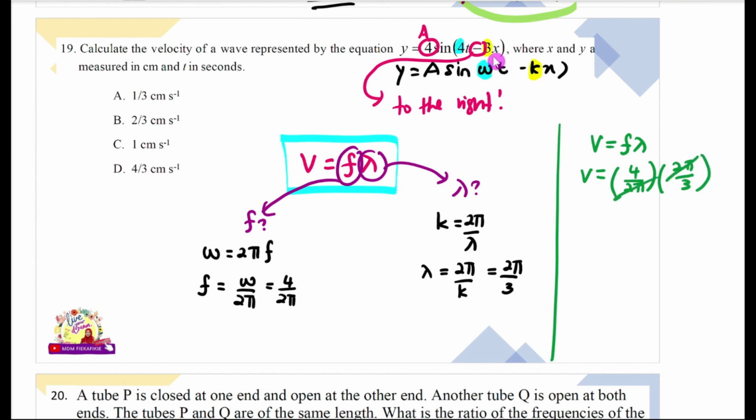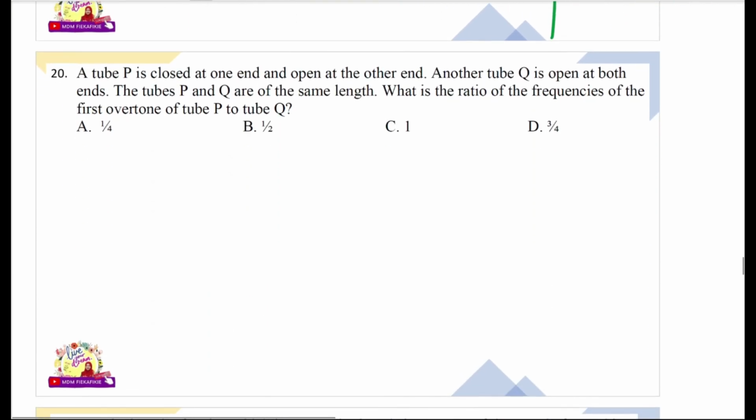So kita boleh cancel. So kita akan dapat jawapan 4 over 3 cm per second. So the answer is D. Okay, so the answer is D. Alright. So next, question 20. Okay, the last question for this video.